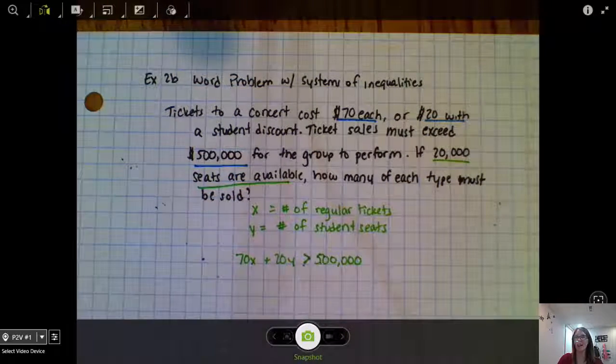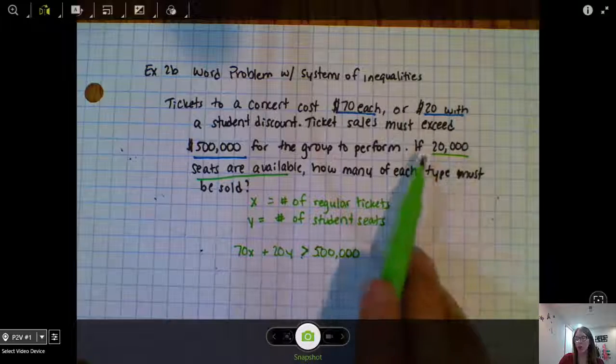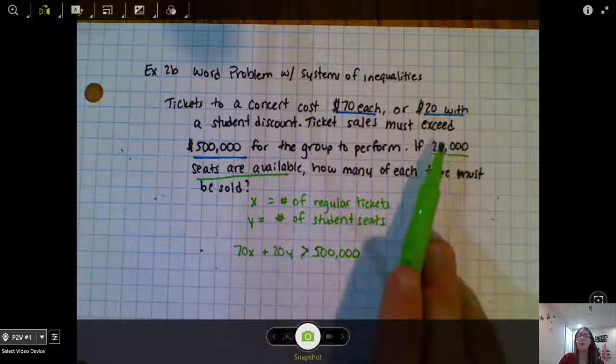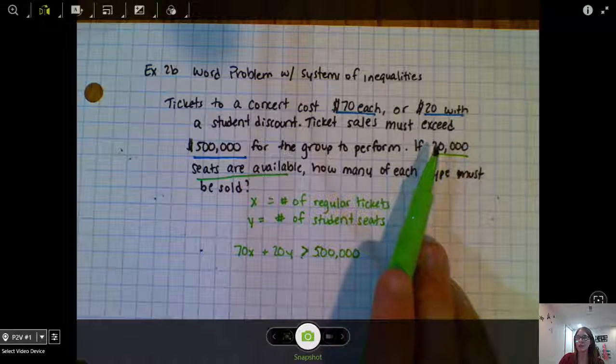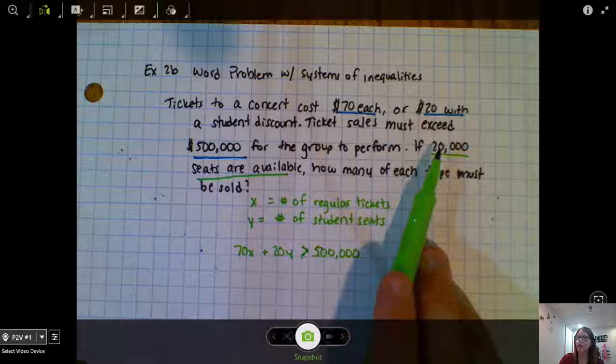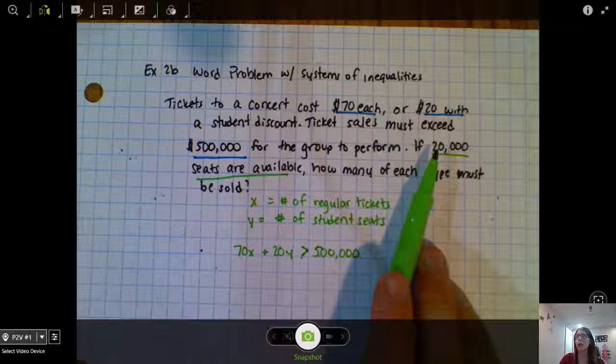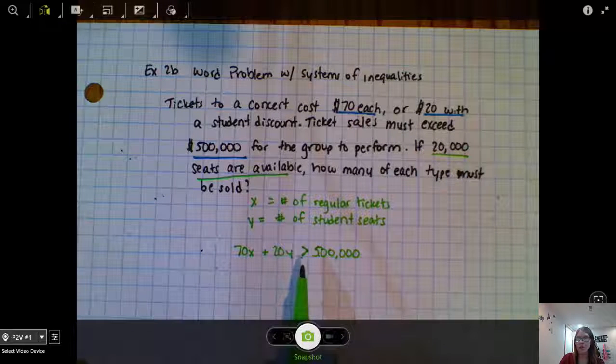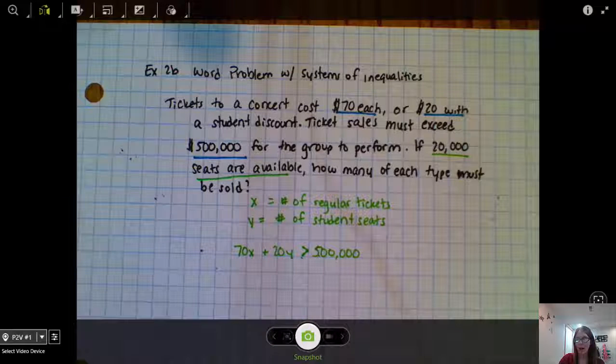And let's think for a second. Ticket sales must exceed $500,000 for the group to perform. That must exceed makes it sound like it has to be more than 500,000. Really, it probably is okay if they brought in exactly $500,000. It'd totally be okay if you put the equal to sign underneath this also for that reasoning. But since it says exceed, I'm going to leave it with just greater than.